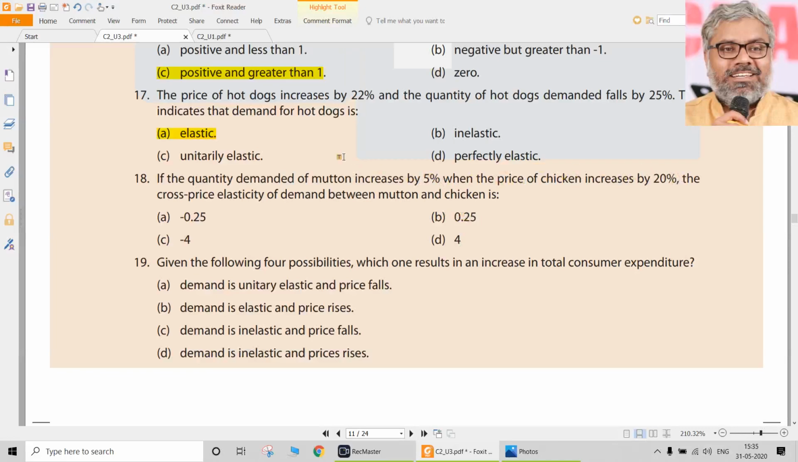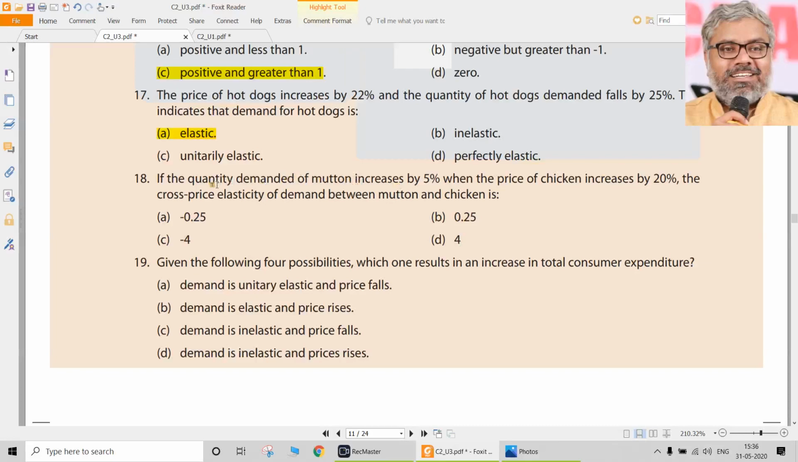5 divided by 20: numerator quantity demanded, denominator price. But observe that the numerator and denominator are not related to the same commodity. The numerator is related to mutton, the denominator is related to chicken, which means we are calculating cross elasticity. So what is the nature of these two commodities? We have to identify it from the question, not according to our assumption. We cannot assume that mutton and chicken are substitutes. From the data in the question, we have to derive the nature of these two commodities.